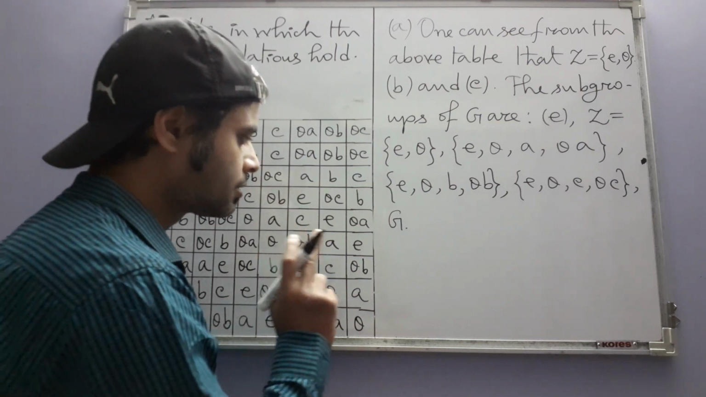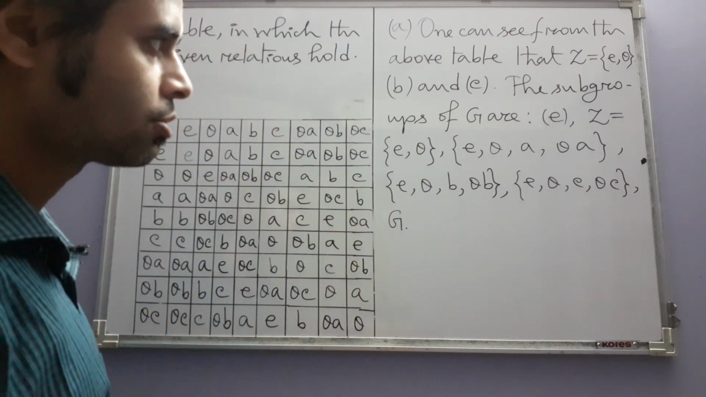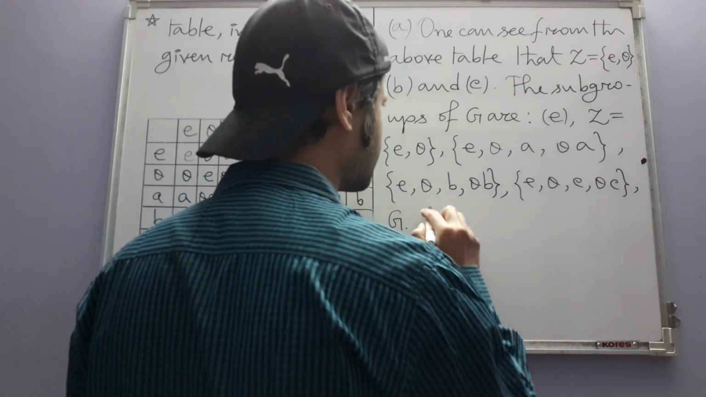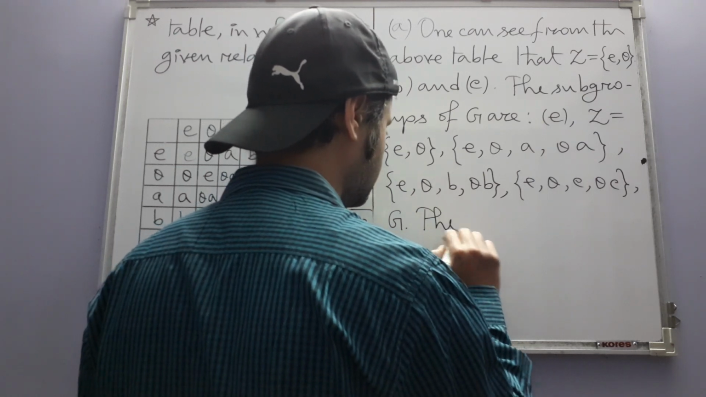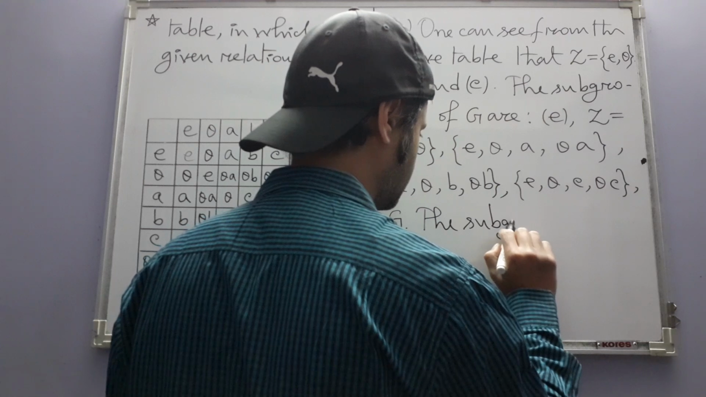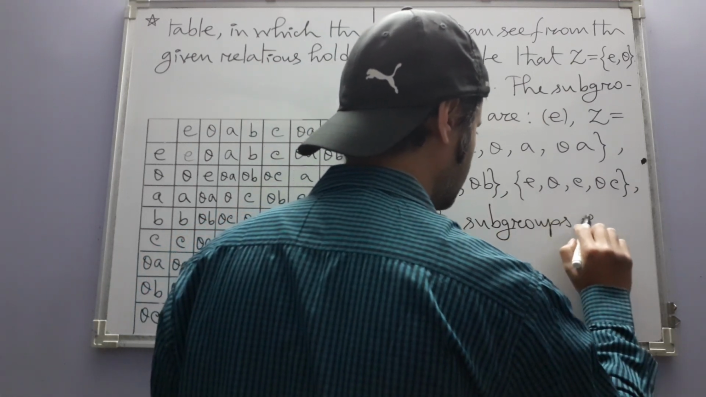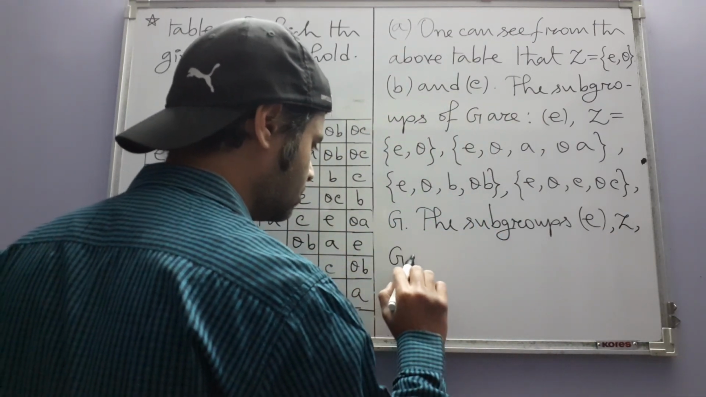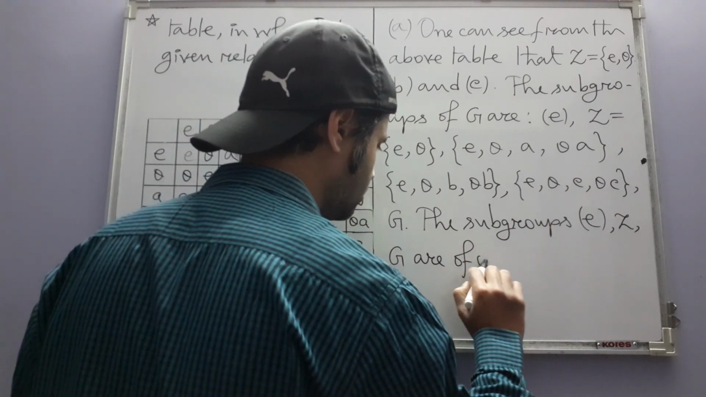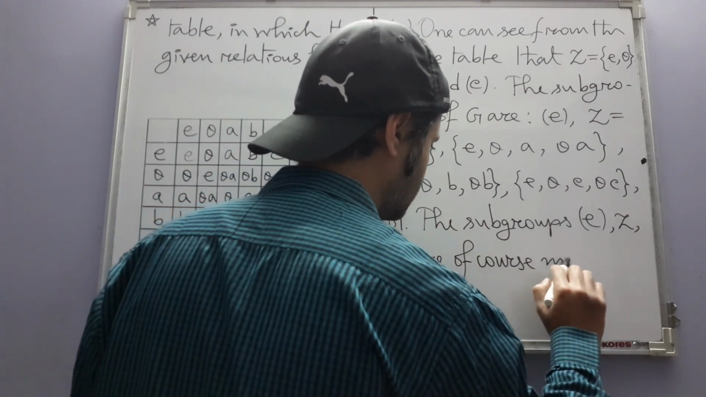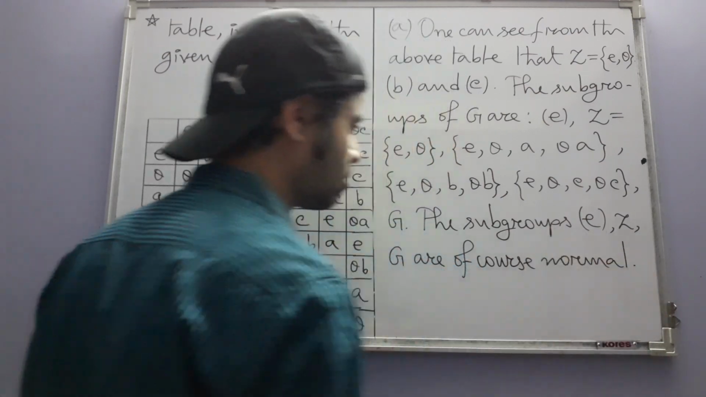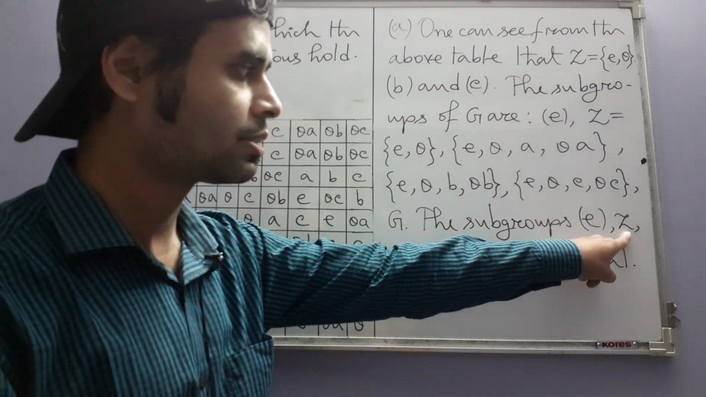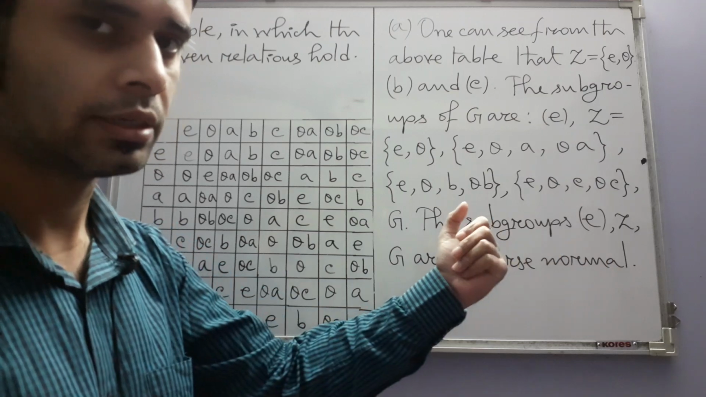Now the thing that we need to next show is that all these subgroups are normal, because that's what C asks. The subgroups E, Z and G are of course normal, because E and G are normal in any group, and Z is normal because it is the center, and in any group the center is a normal subgroup.